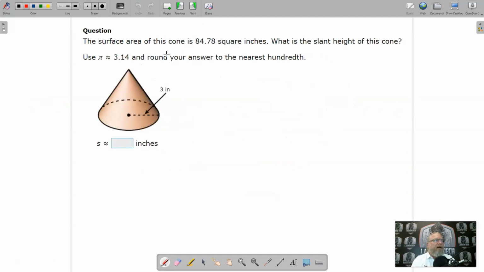All right, surface area of a cone is 87.78 square inches. What is the slant height of the cone? And use 3.14 and round your answer to the nearest hundredth. So surface area of a cone. Surface area of a cone is equal to pi times r times the quantity of s plus r.